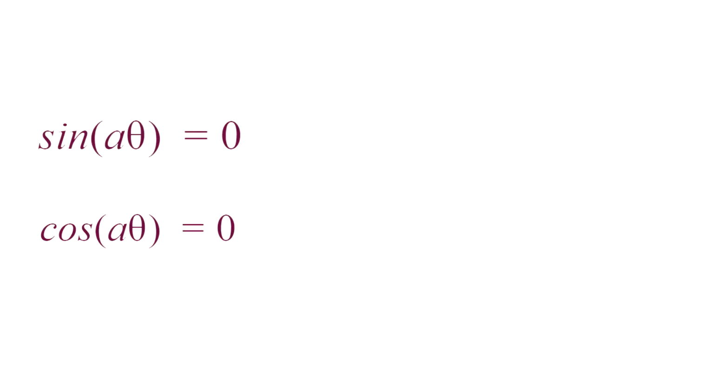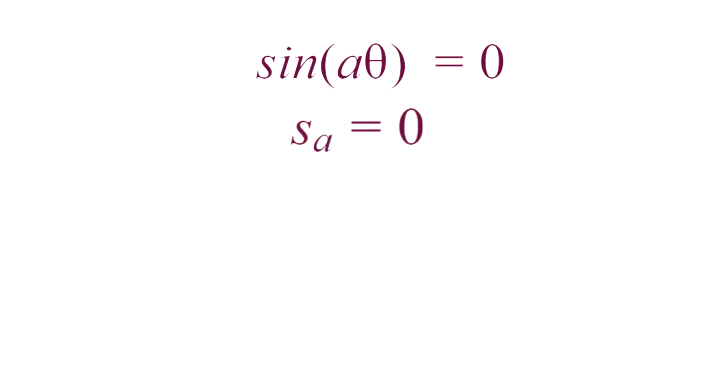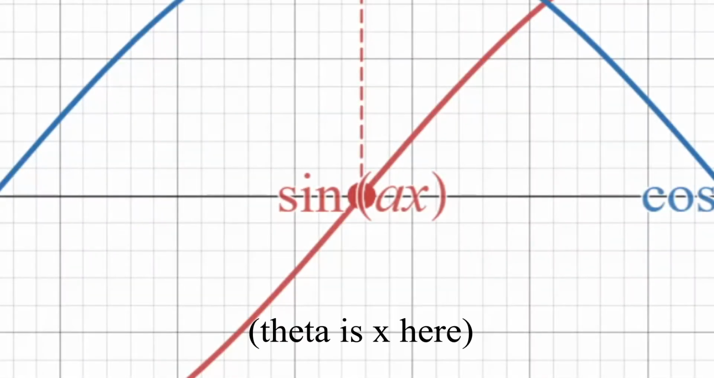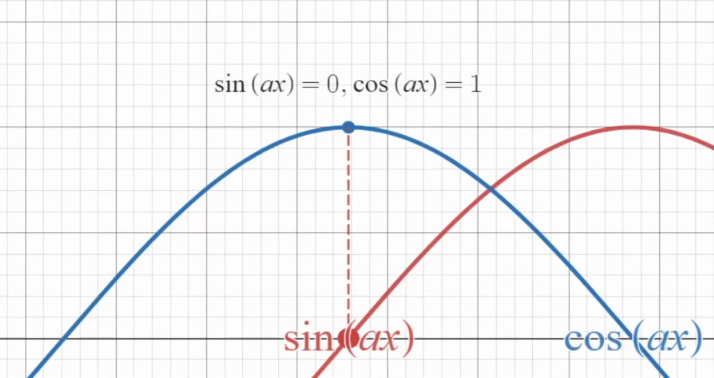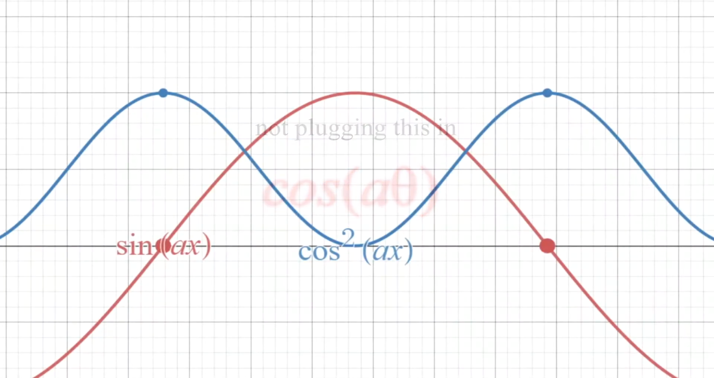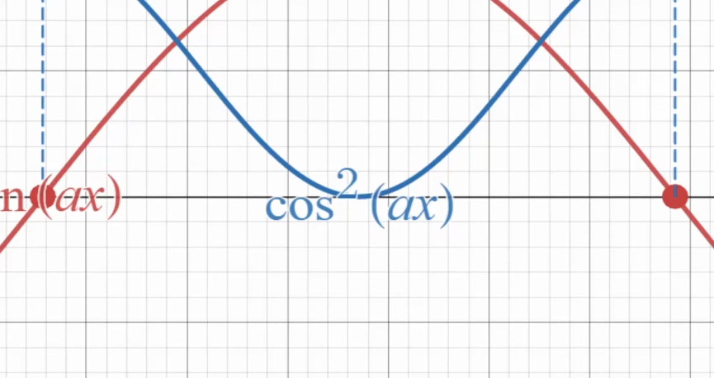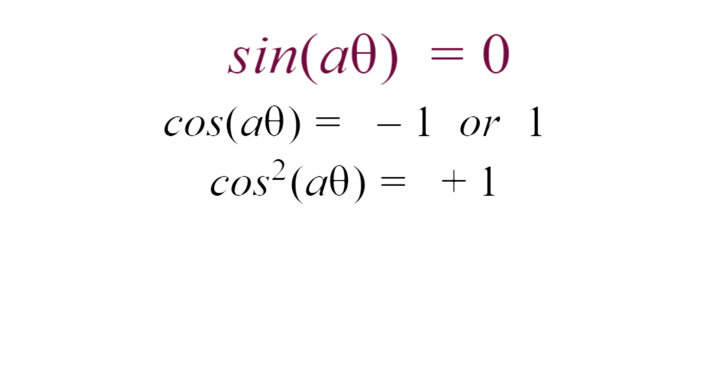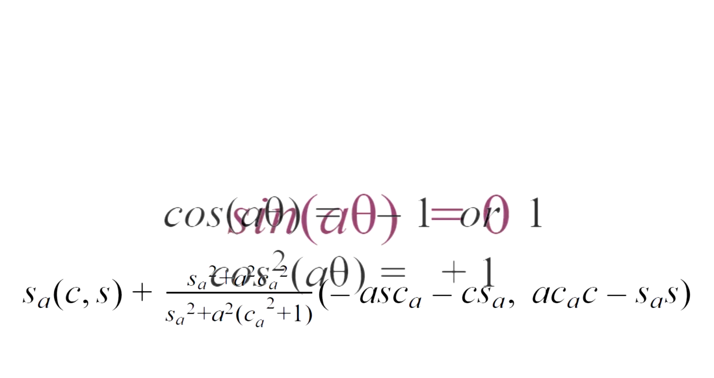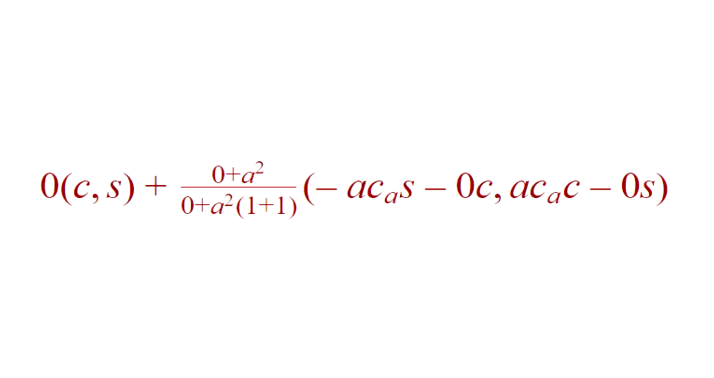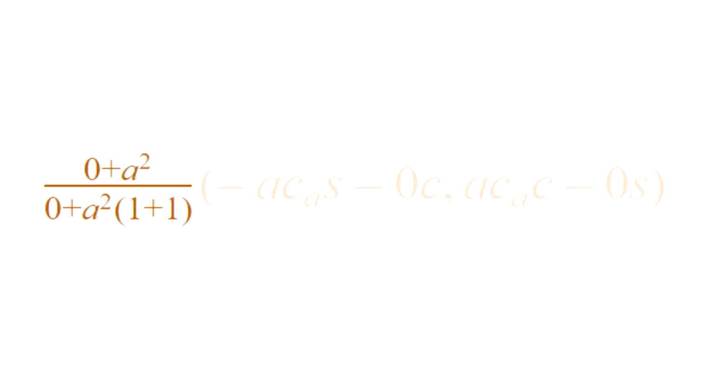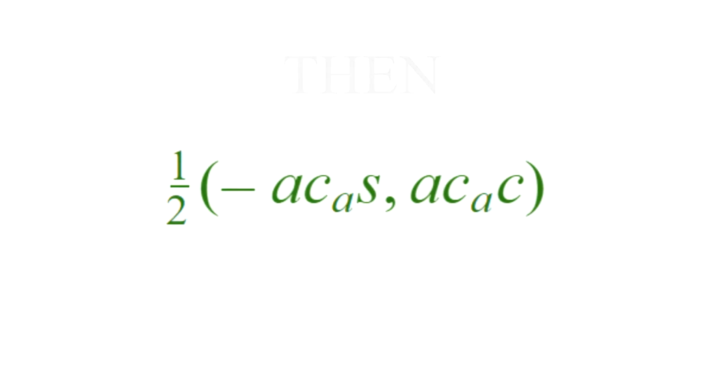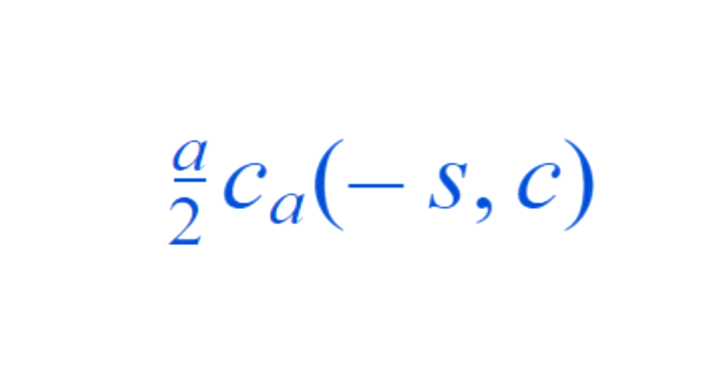So for example, let's start with the equation where every sine a theta, or s sub a, is 0. If sine a theta is 0, then cosine a theta may either be -1 or +1. But we're not plugging that in. But we can guarantee that any cosine a theta squared out there is +1, right? Because of that, we are set to plugging into these terms. When we do, the parameter turns into this. When we simplify, the parameter turns into this, then turns into this: a over 2 c sub a times -s, comma, c.